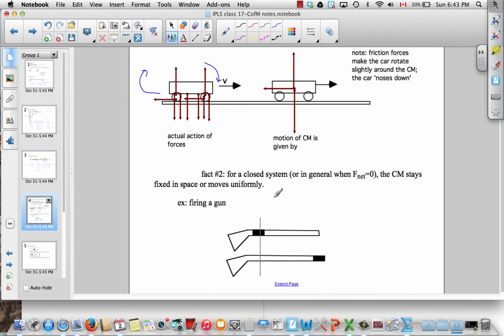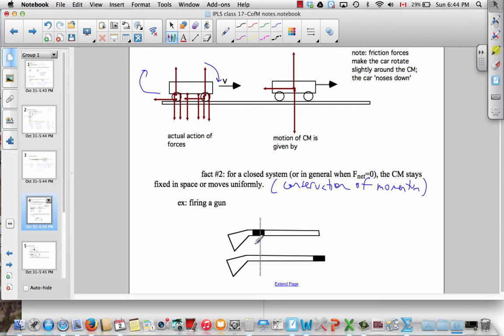Another reason is that if you have a closed system, then the center of mass is going to stay fixed in space or move uniformly. This ends up just being equivalent to the law of conservation of momentum. So the center of mass is intrinsically linked to discussions of momentum. And we could see that in the following examples.